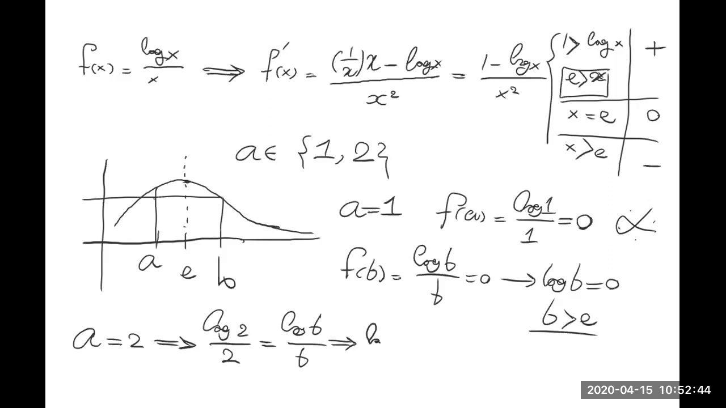So log of 2 over 2 is log of 2 to the power 1 over 2. I can write it like this: the square root of 2 should be B to the power 1 over B. Is there any number B satisfying this equation, B to the power 1 over B equals square root of 2, for B greater than e? Does anyone know any solution? Oh, 4 is the answer. And there is a unique answer.